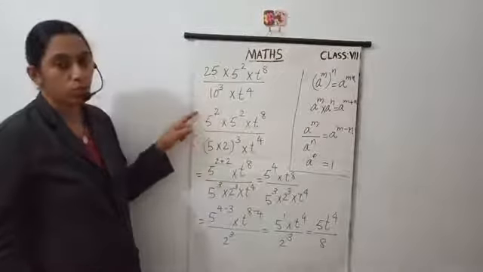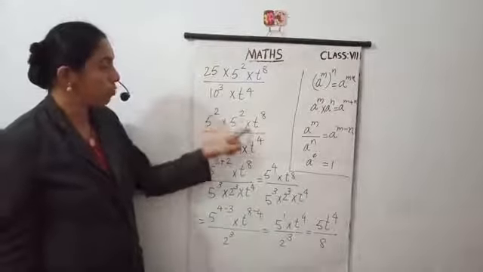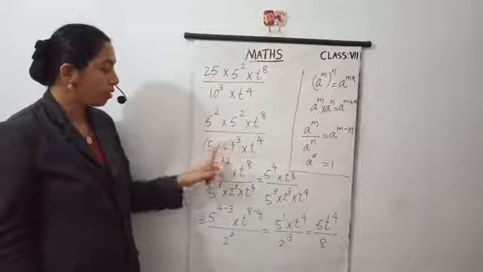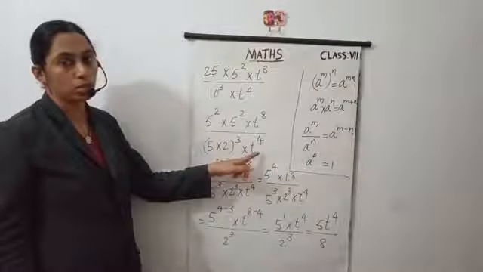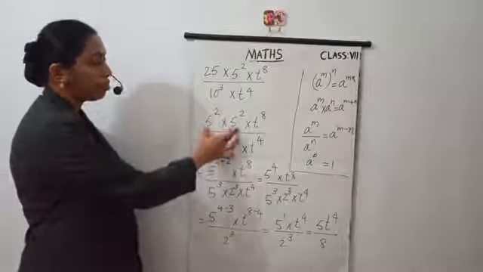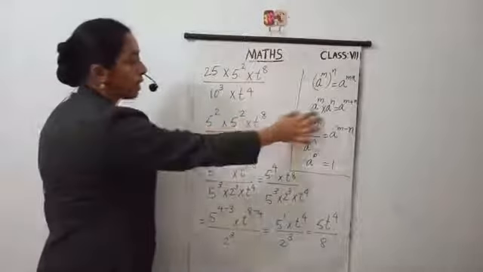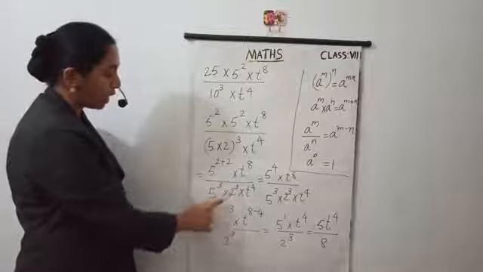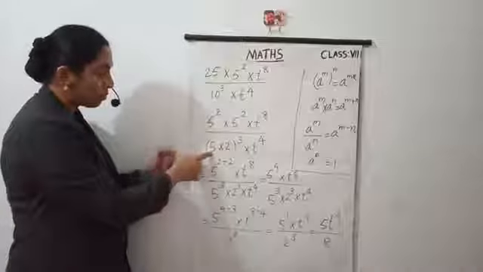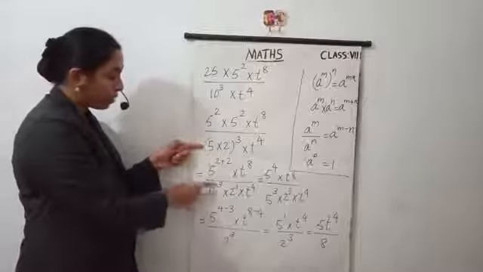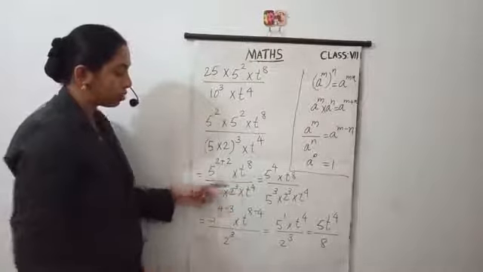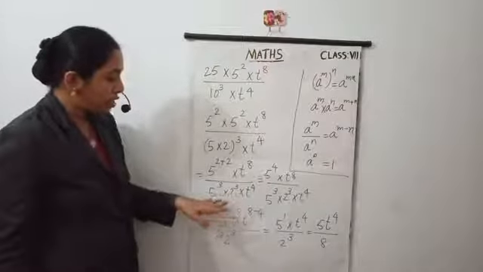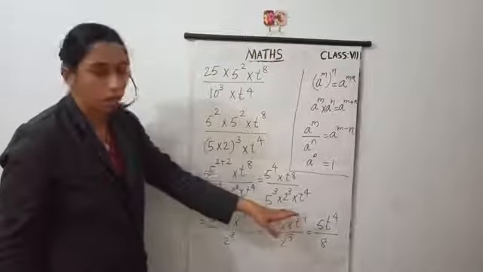So this is 5 raised to 2 into 5 raised to 2 into t raised to 8 by 5 raised to 2 into 5 raised to 2 all raised to 3 into t raised to 4. Okay. Now 5 raised to 2 into 5 raised to 2 is 5 raised to 2 plus 2 into t raised to 8, and the denominator can be split. So this is 5 raised to 3 into 2 raised to 3 into t raised to 4. Now this is 5 raised to 4 into t raised to 8, and write the denominator the same as here also.